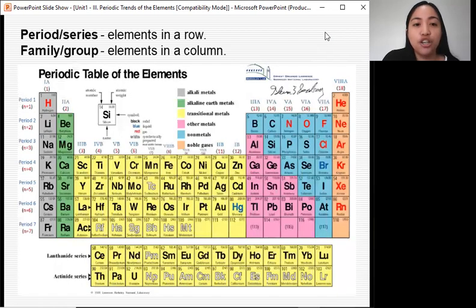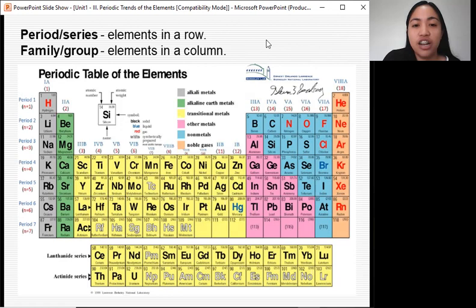So the periods or the series are the elements in a row. For example, period 1 is composed of hydrogen and helium. Period 2 is lithium to neon. Period 3 is sodium to argon, and so on, for period 4, 5, 6, and 7.